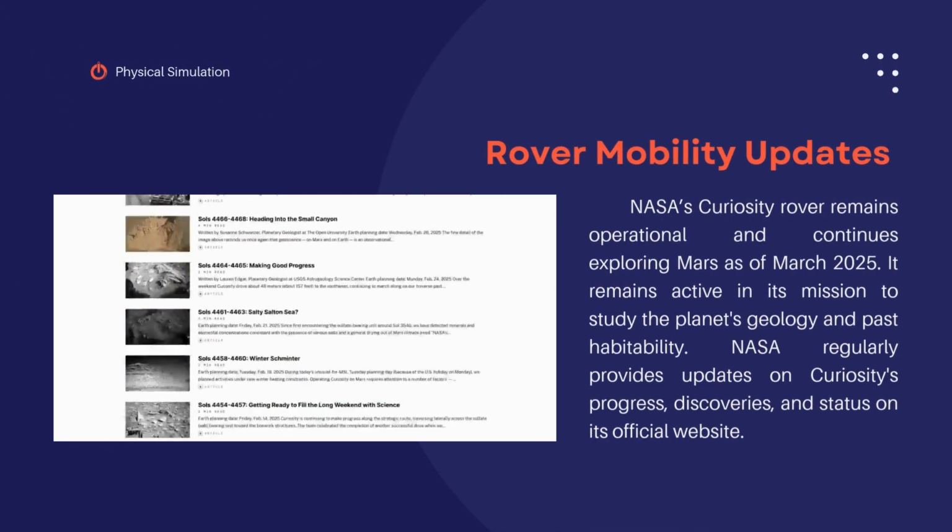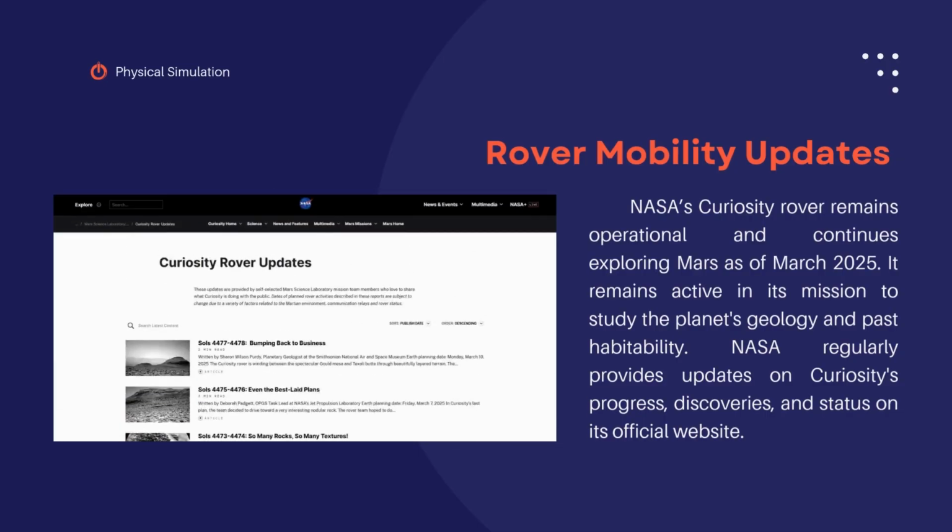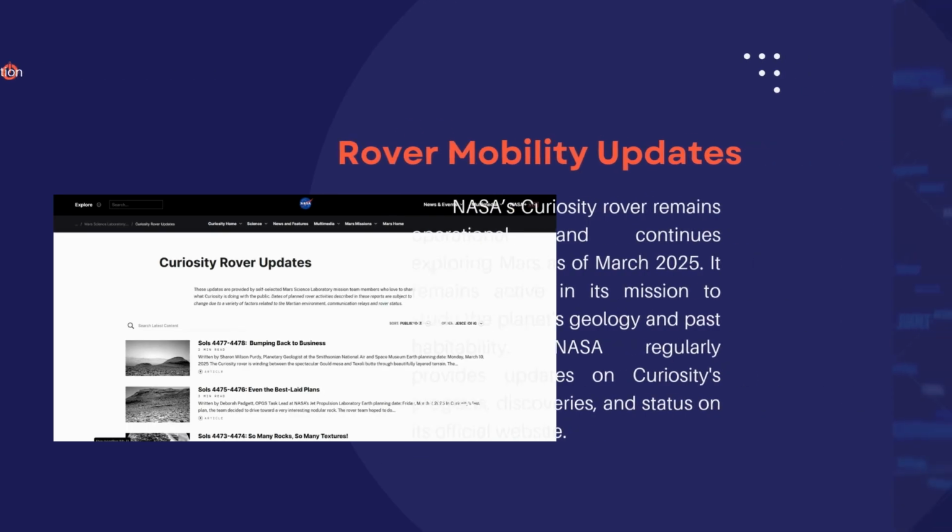NASA's Curiosity rover remains operational and continues exploring Mars as of March 2025. It remains active in its mission to study the planet's geology and past habitability. NASA regularly provides updates on Curiosity's progress, discoveries, and status on its official website.